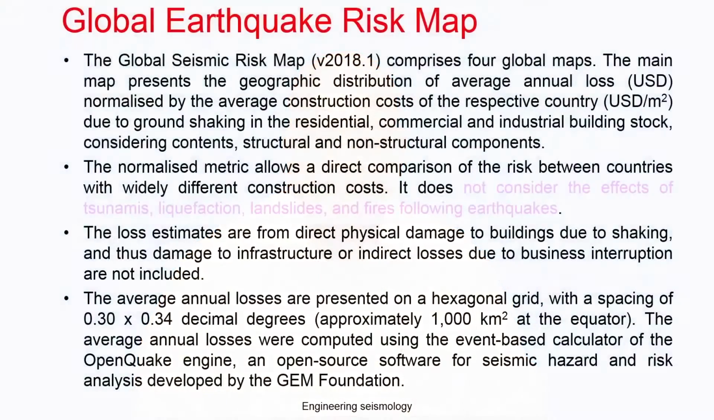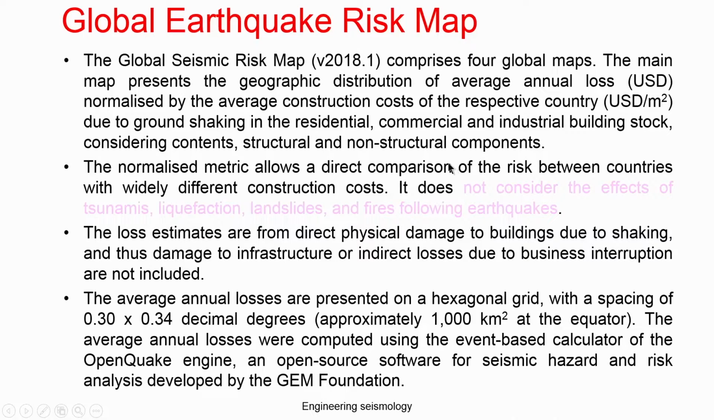So the global seismic risk map comprises 4 global maps. The main map presents a geographical distribution of average annual loss, normalized by the average construction cost of the respective country, due to ground shaking, for residential, commercial and industrial buildings, considering the contents and structural and non-structural components. So they prepare the risk, meaning how much financial loss.